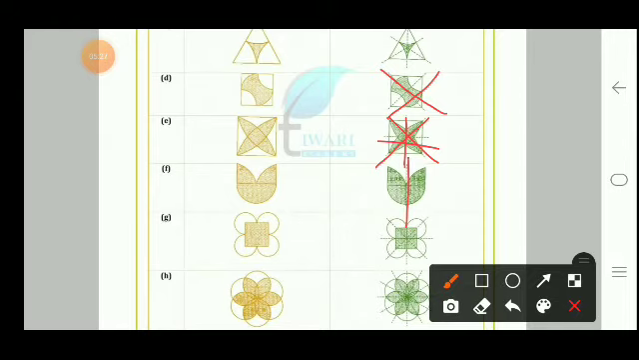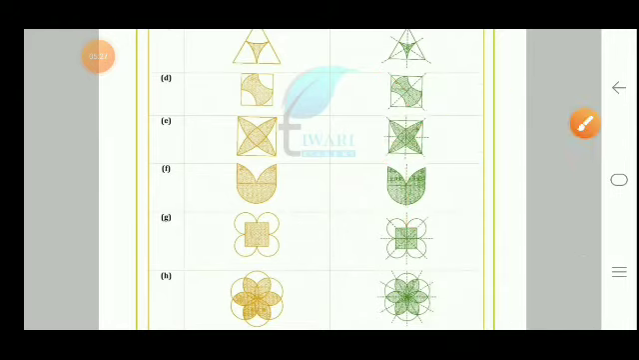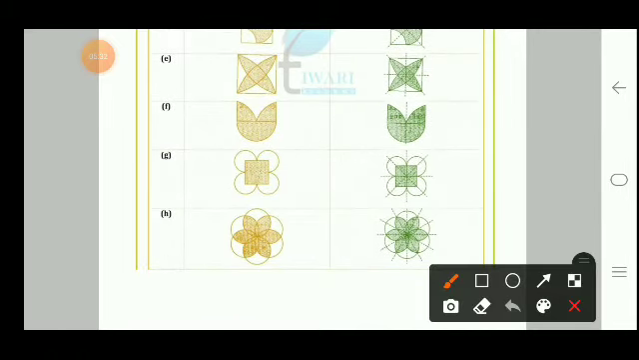Line of symmetry means dividing into 2 equal parts. In the next figure we see here, we have 1, then 2, then 3 and then 4 lines of symmetry. And in this figure we have so many lines of symmetry. Yes, so we have here 1, 2, 3, 4, 5, 6, 7.